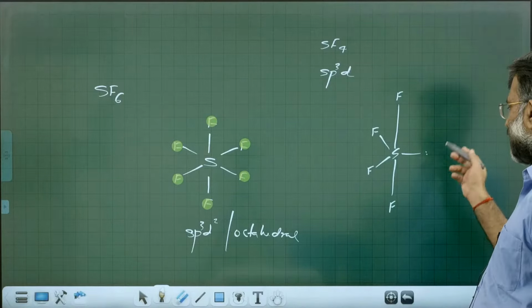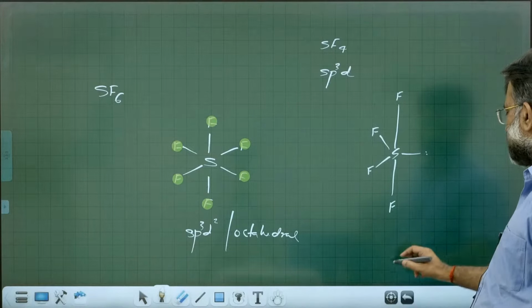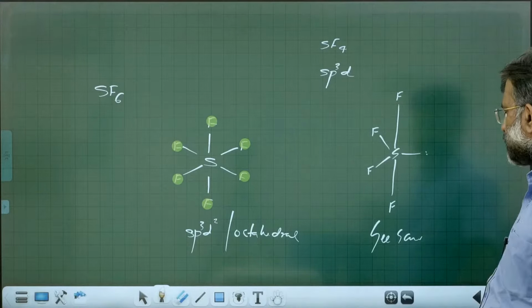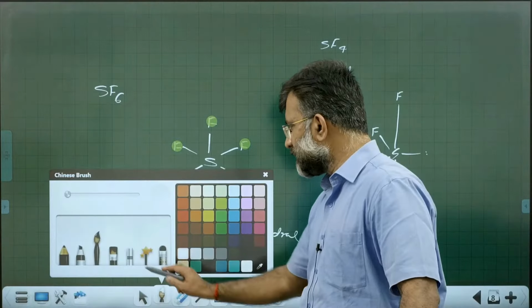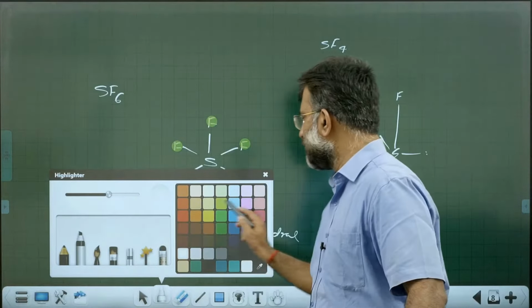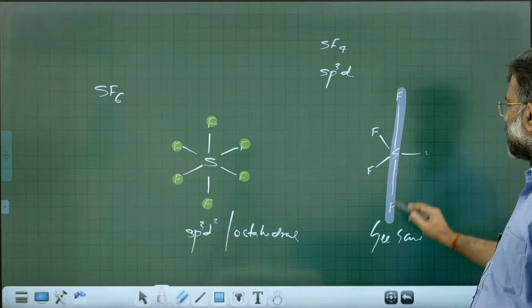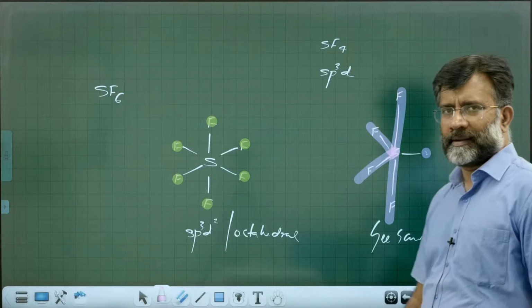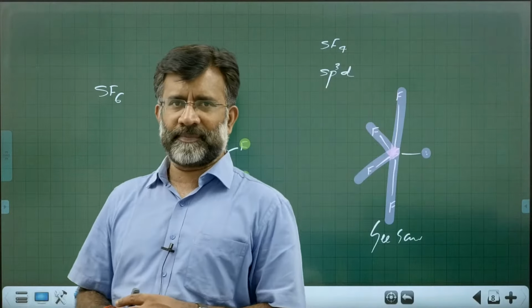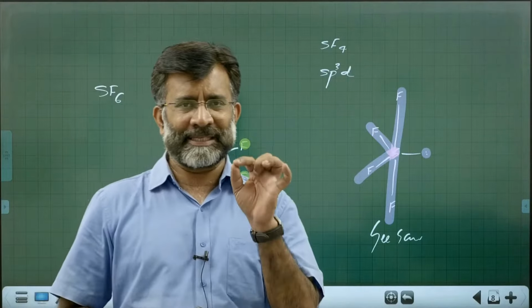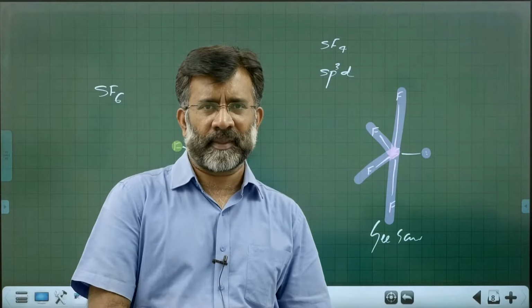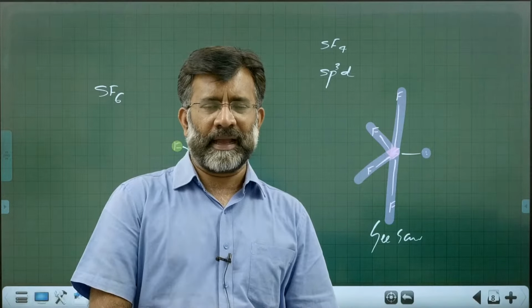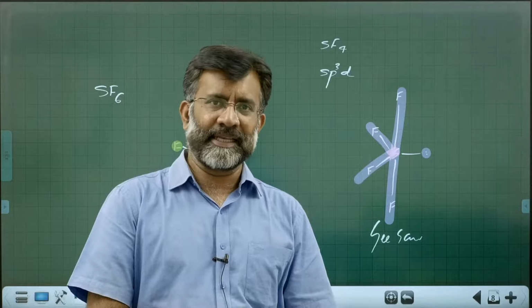This is trigonal bipyramidal geometry, and the shape of the molecule is seesaw. How is it a seesaw shape? With a lone pair here, it maintains the seesaw shape. So the hybridization is sp3d, the electronic arrangement is trigonal bipyramidal, and the shape of the molecule is seesaw.